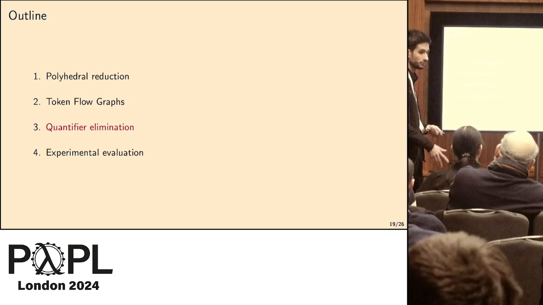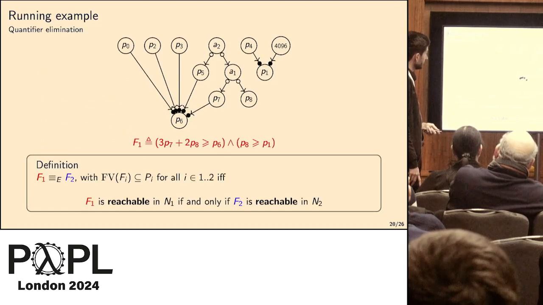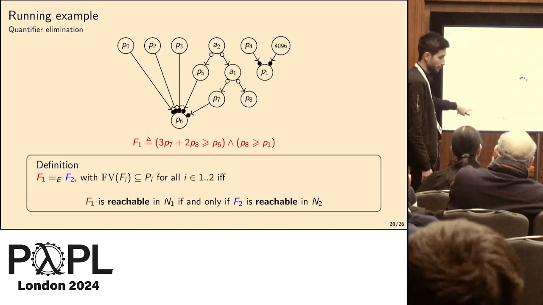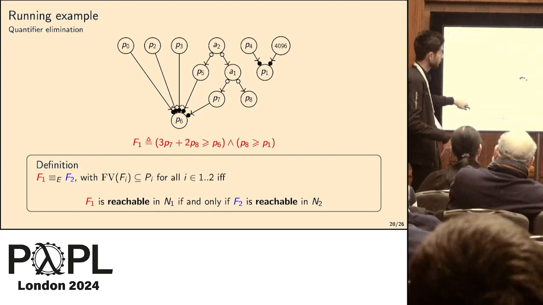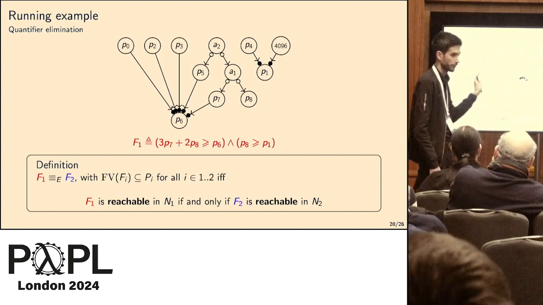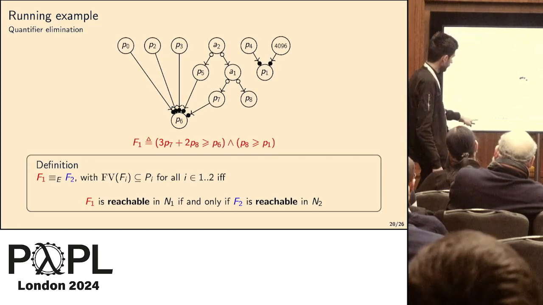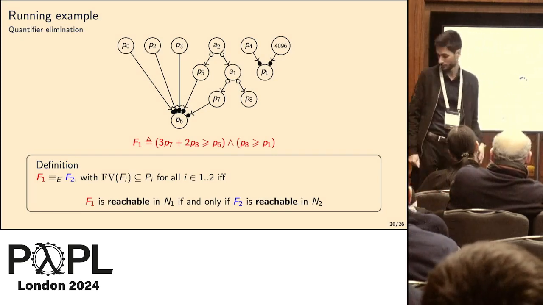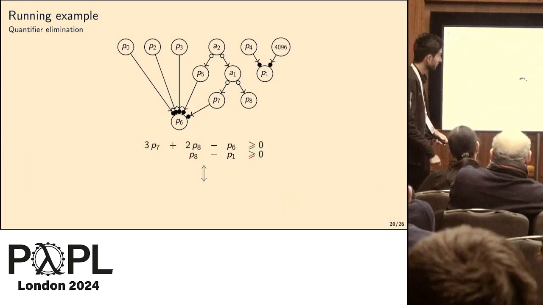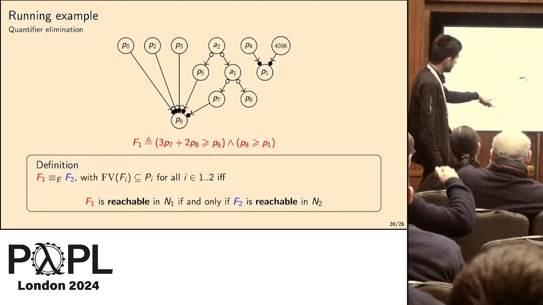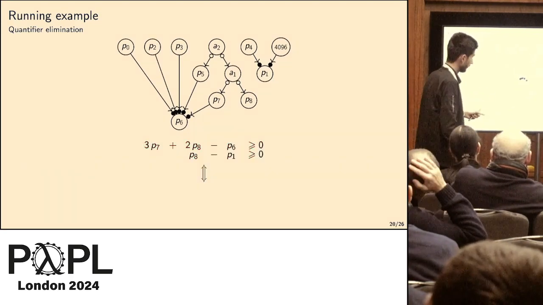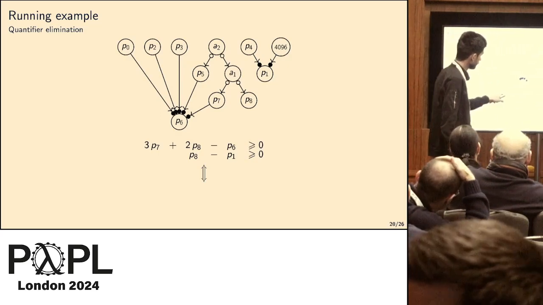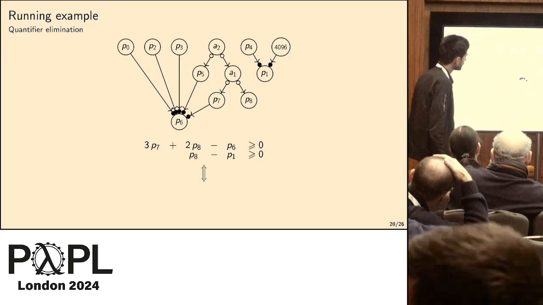And so now I will just give you an idea of how our quantifier elimination procedure works. I will not go into the details too much. But imagine we want to project this formula F1, and what we want is a formula F2 with support on the reduced net, so with support on the roots if we forget about constants, such that F1 is reachable in the initial net N1 if and only if F2 is reachable in the reduced net N2. So I put the formula in a kind of normal form, with the left-hand part greater than 0. And so we want to maximize the left-hand part.